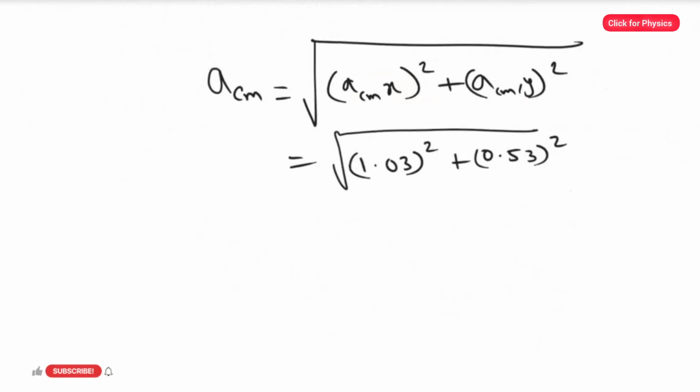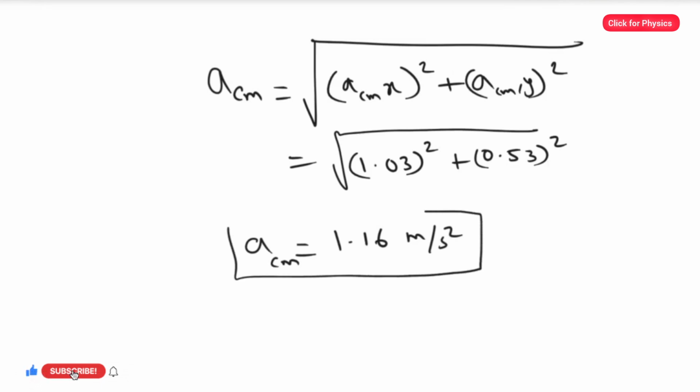So now I'm going to find the answer. Let's see what will be the answer. 1.03 square plus 0.53 square. I got 1.16, and the unit is very, very important, meter per second square. So this is the acceleration center of mass. So this is the answer for the first question. And in the second question, they asked to find the direction.